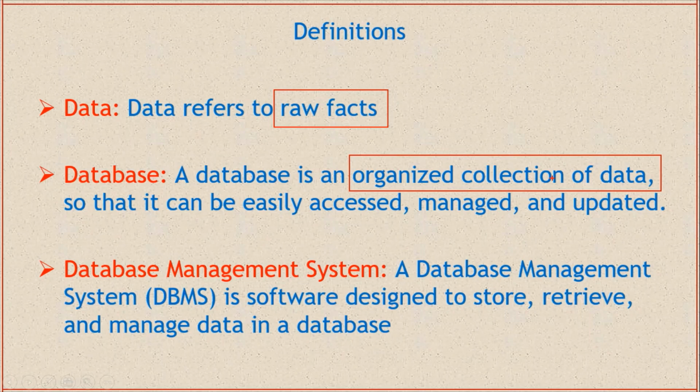Now finally, what is DBMS? DBMS is actually a software. We know that software means a set of programs, right? Software means a set of programs. So DBMS is a set of programs which is designed to store the information, retrieve the information, and manage the information in a database. So these three definitions you need to remember.